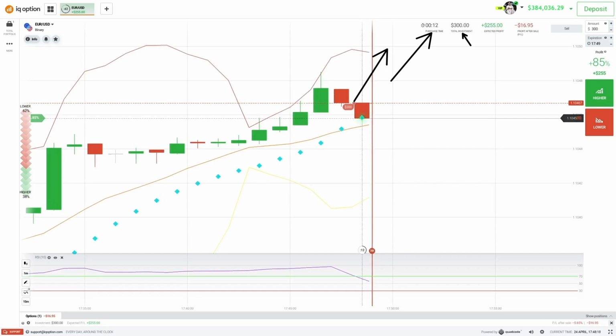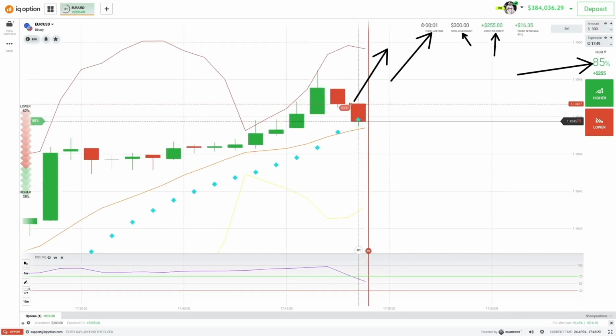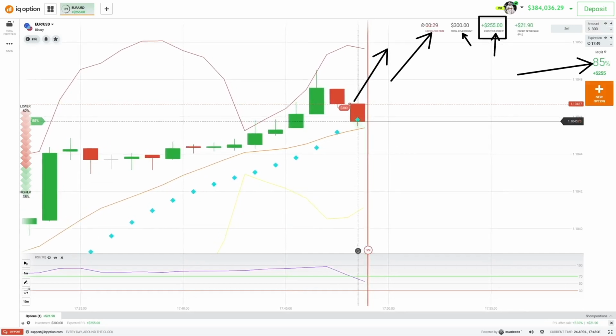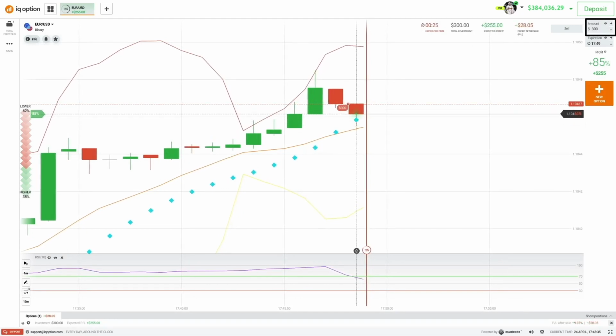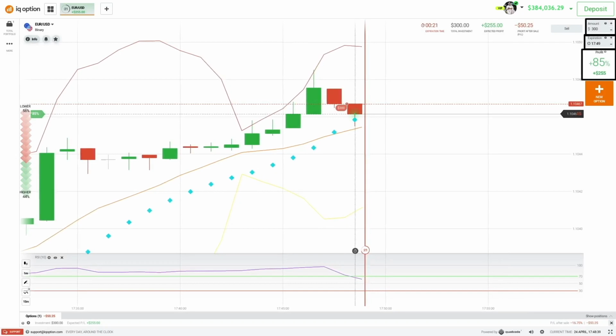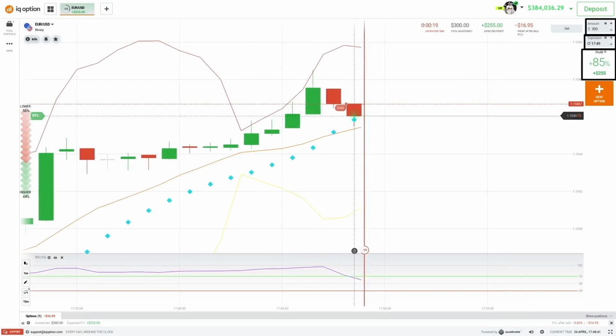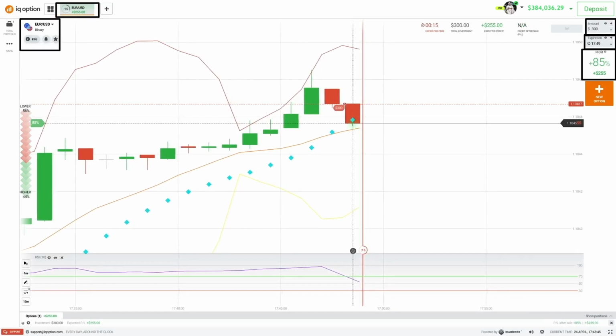So I'm investing, as you can see, $300, making 85% if I'm winning, meaning I'm making $255 this time. The expiration time is 1 minute. The profit will be 85%. I'm trading on Euro USD, as you can see here, binary Euro USD on iqoption.